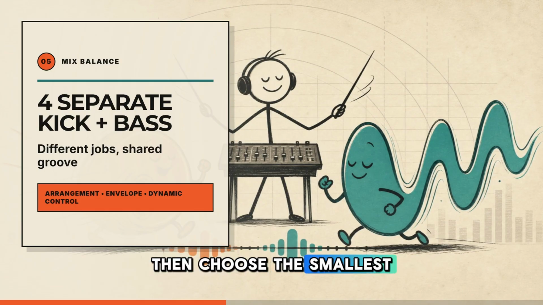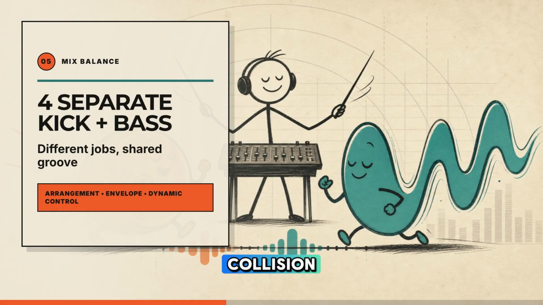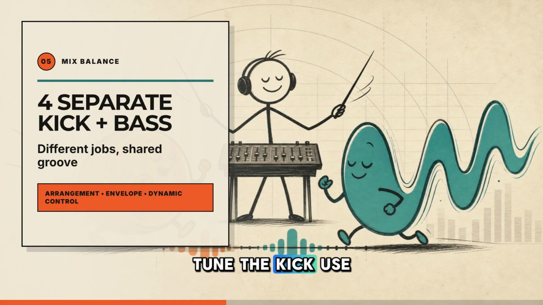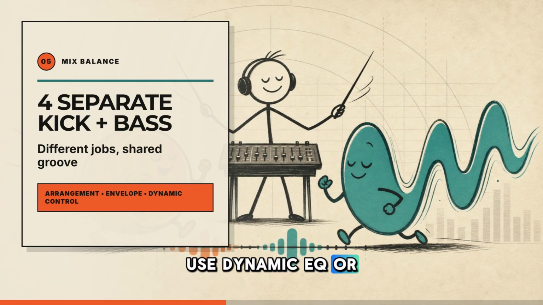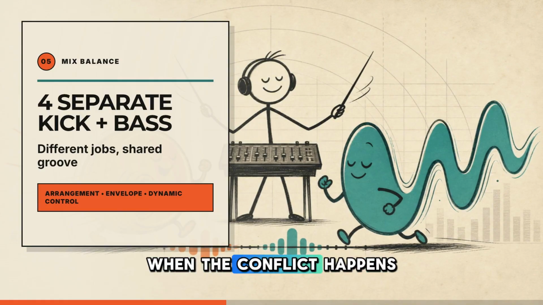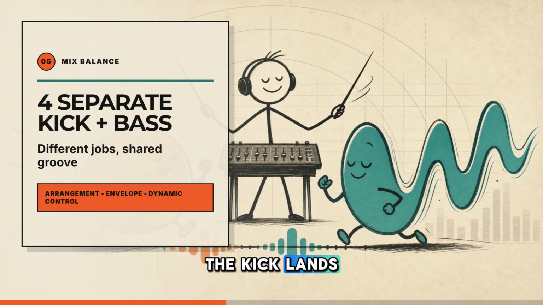Then choose the smallest tool that solves the collision. Shorten a bass release, move a note, tune the kick. Use a gentle static EQ cut if one narrow area is truly crowded. Use dynamic EQ or sidechain compression when the conflict happens only at the moment the kick lands.